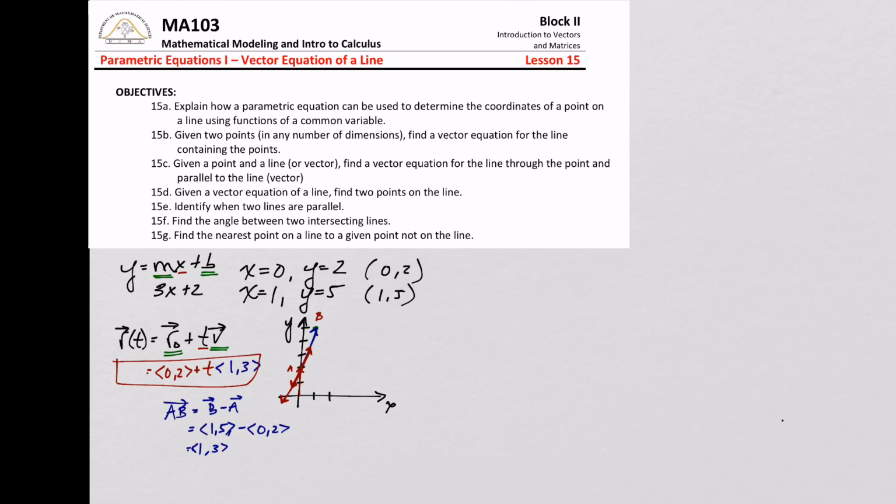So now let's consider the question of, we have this equation of a line, but I want to find the equation of a line that's parallel to this one, but goes through a specific point. So I'm going to rewrite our equation over here. We've got r of t is equal to our position vector (0, 2) plus t times our direction vector, which was (1, 3).